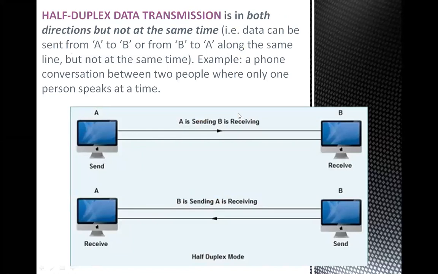Now, the second one is duplex, and duplex is again divided into two parts. One is half duplex, and the second one is full duplex. Half duplex transmission is in both directions, but not at the same time. Remember, the keyword "not" is the most important thing. Both directions, not at the same time. You need to remember, if they are at the same time, then we call it full duplex.